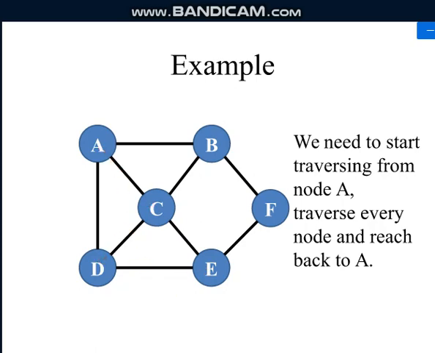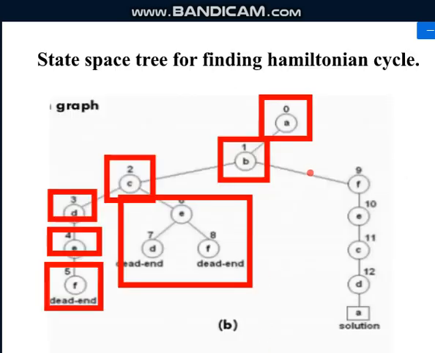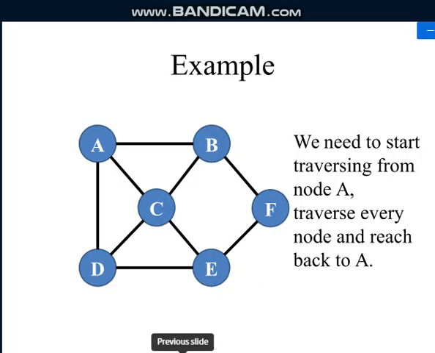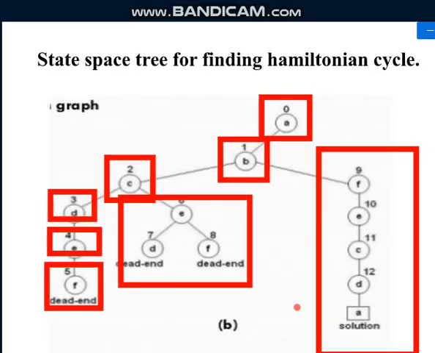Yes. So here if you see A to B, B to F, F to E, E to C, C to D and then again to A. So this is the path which is chosen. So A to B, B to F, F to E, E to C, C to D and D to A. Or you can have a path A to B, B to F, F to E, E to D, D to C and then C to A. Okay. So that is what we are going to do here.